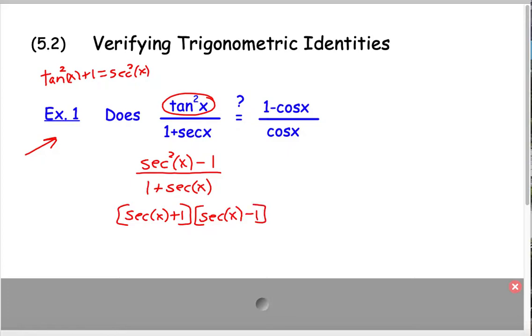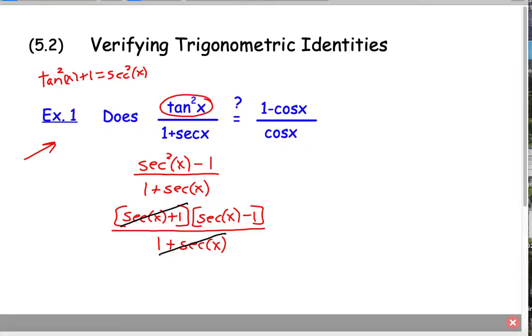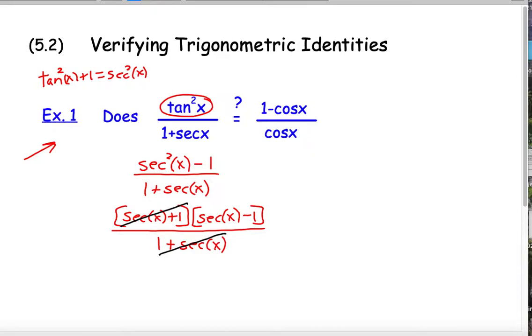How did I know to do that? Practice. I looked at the denominator, and I saw that, and I looked at the numerator and saw a difference of two squares. So I thought I could factor it, and sure enough, you can see now that this 1 plus secant in the denominator will cancel with the secant plus 1 in the numerator. So that simplifies this quite a bit. So now I have secant of x minus 1.